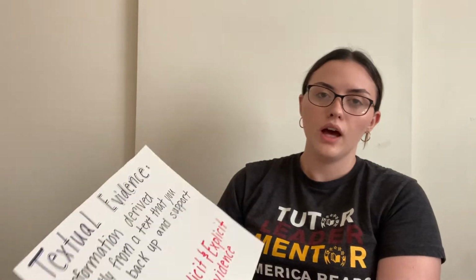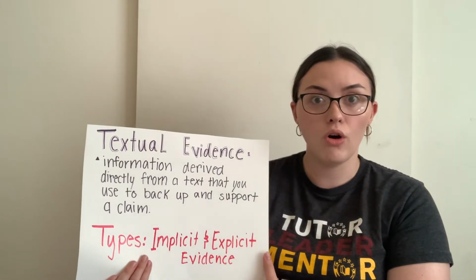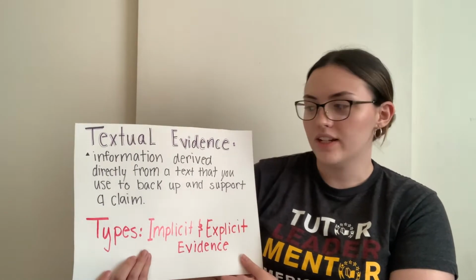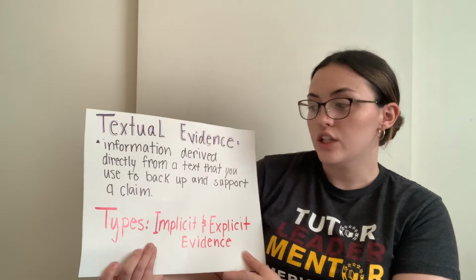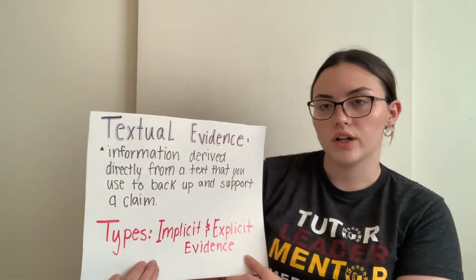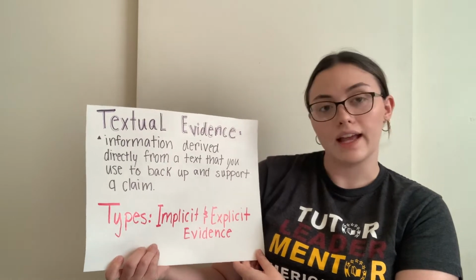I have here a couple of posters to help us remember our definitions. Please feel free to take out a piece of paper, jot down some notes to help you remember these definitions. Up first, we have textual evidence. So what is textual evidence? I know you're all so curious. Well, textual evidence is the information derived directly from a text that you can use to back up and support your claims. The types of textual evidence, as stated earlier, are implicit and explicit.